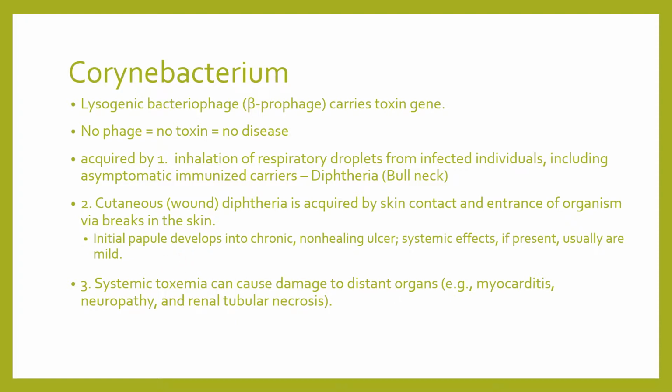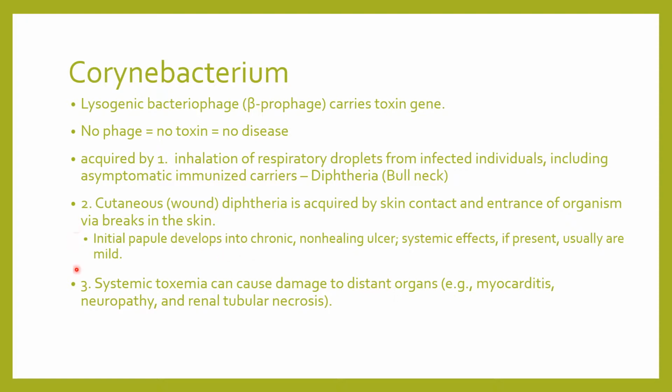Inhalation of respiratory droplets from infected individuals, including asymptomatic carriers, will later manifest as a swollen neck or bull neck. For the cutaneous route, diphtheria is acquired by skin contact and entrance of the organism through breaks in the skin, later developing into a papule, leading to the formation of a chronic non-healing ulcer. In this route, there can be mild systemic manifestation.